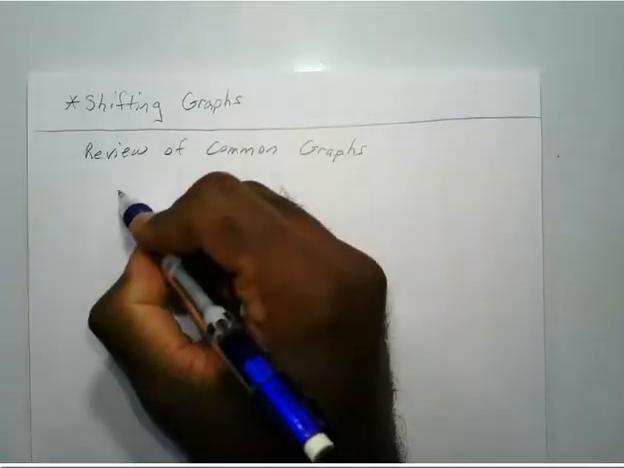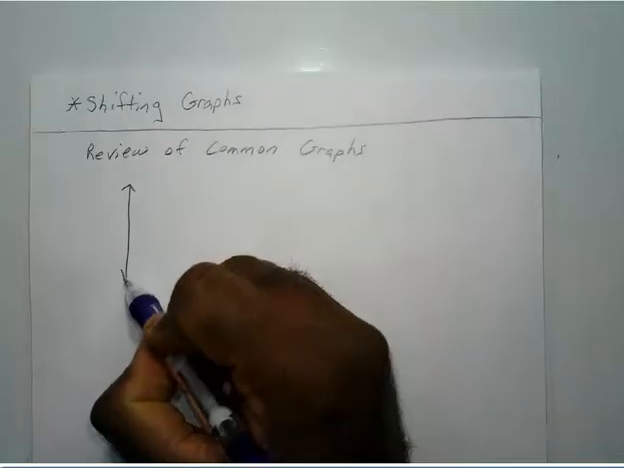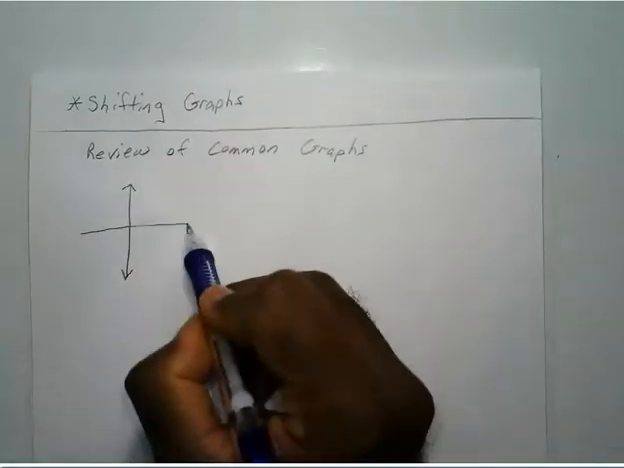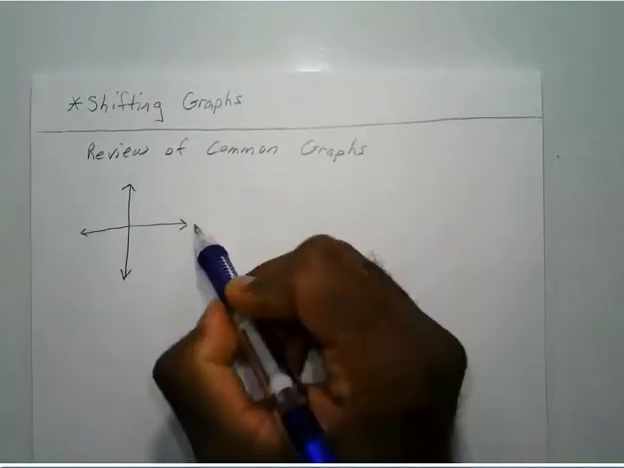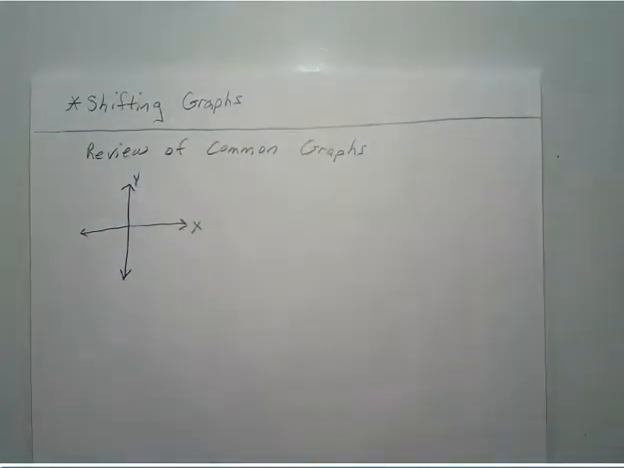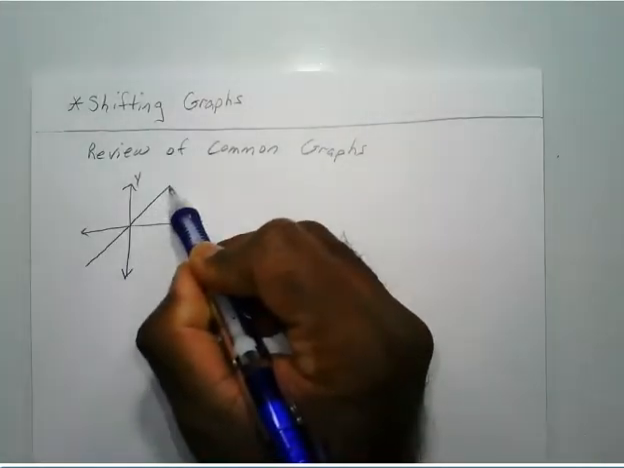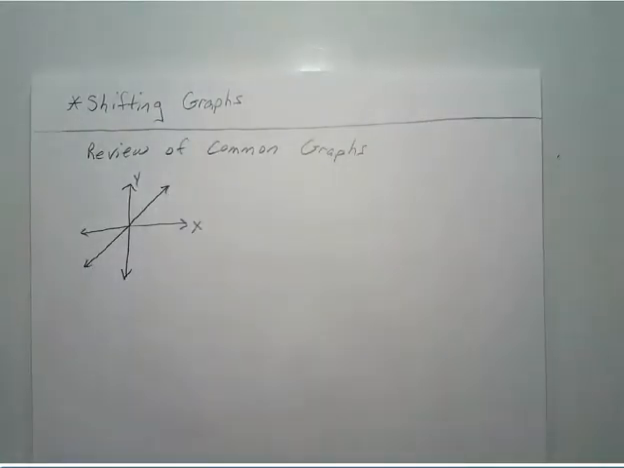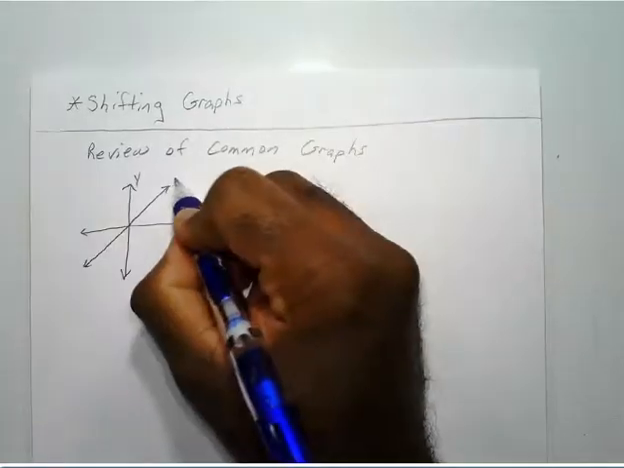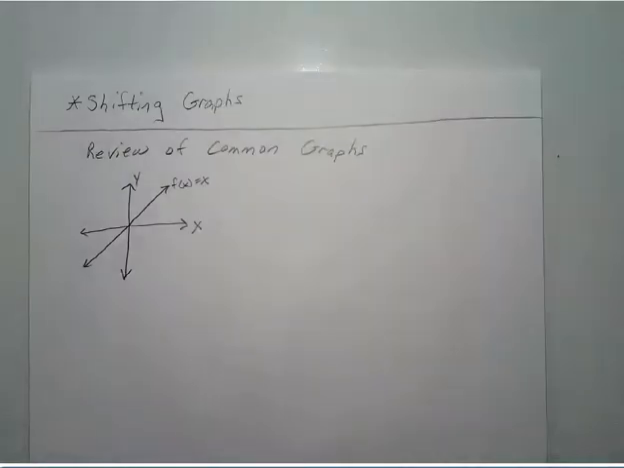Okay, so first we're going to make our XY axis. There's your X and there's your Y axis. Okay, and going up like that, this is the graph of f of x equals x.